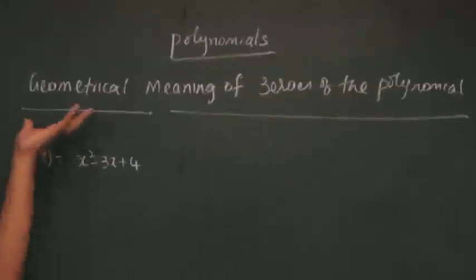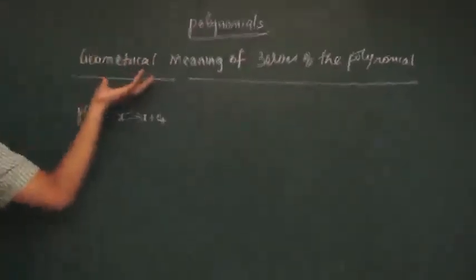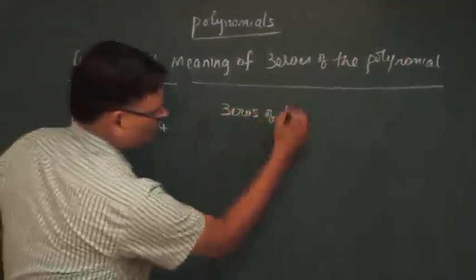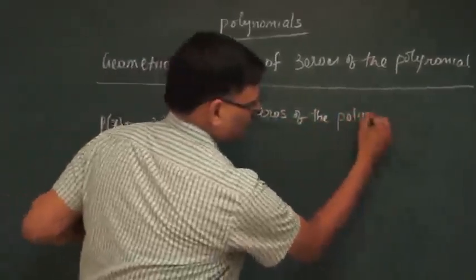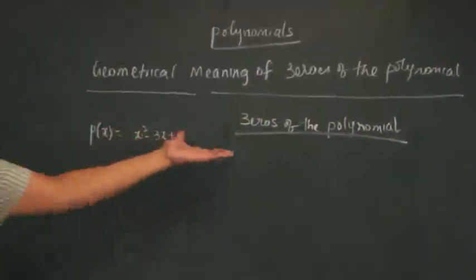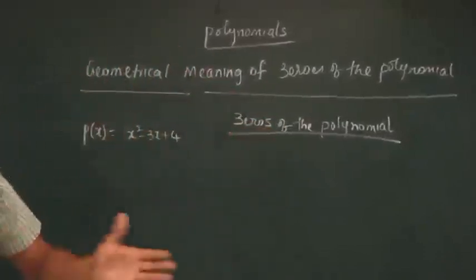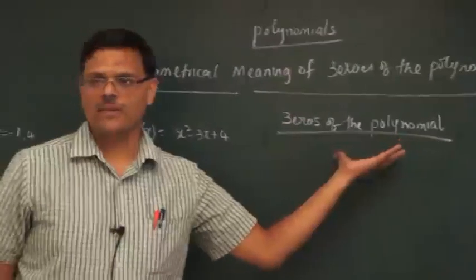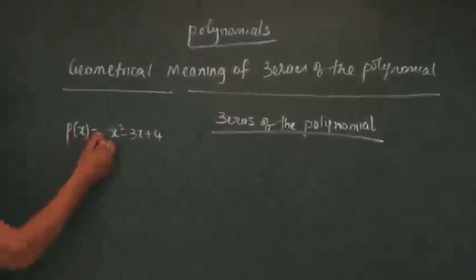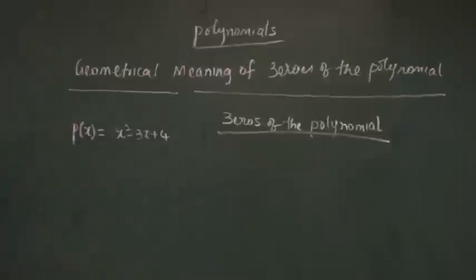So let us start with the geometrical meaning of zeros of the polynomial. Before we start the geometrical meaning, you should know what is the meaning of zeros of the polynomial. In that we have to talk first about what is the meaning of zeros of the polynomial. So let us take an example, p of x is equal to x square minus 3x plus 4. Let us take some values for x.